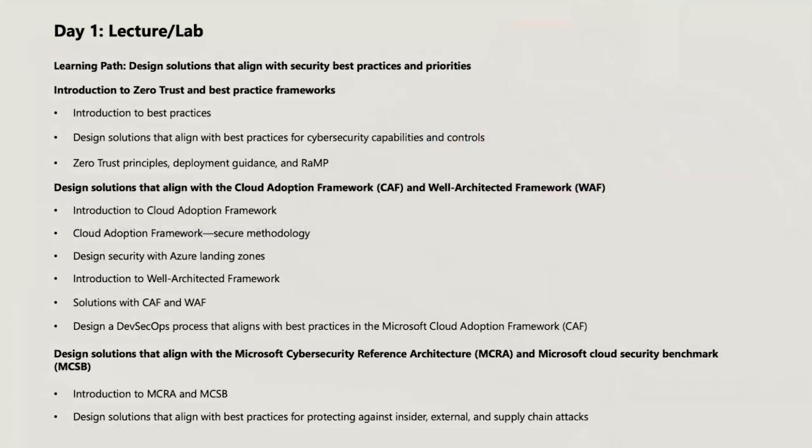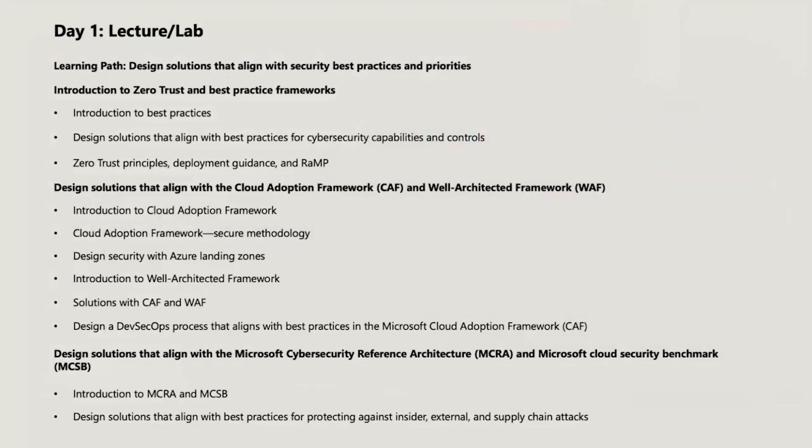So in Day 1, we completed some topics moving around Zero Trust and best practice frameworks. We were talking about what kind of Zero Trust components are involved there, and what kind of pillars we have in this. We have 6 pillars in Zero Trust. We were also discussing the Cloud Adoption Framework, CAF, and WAF, the Well-Architected Framework.